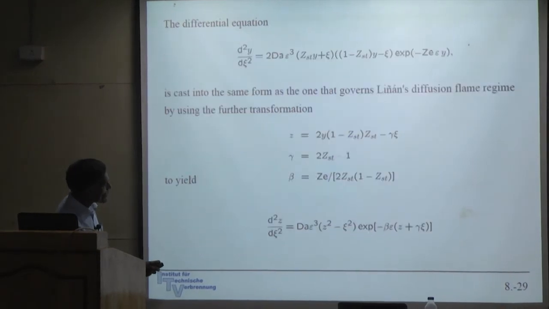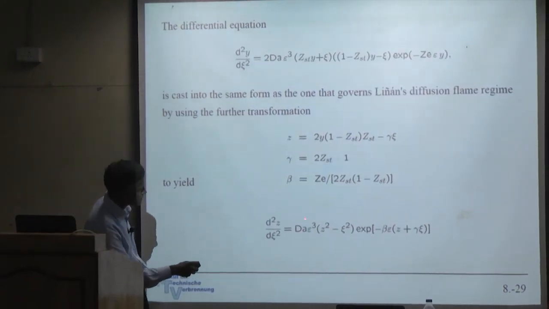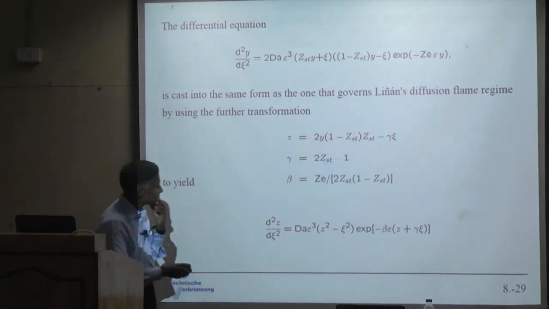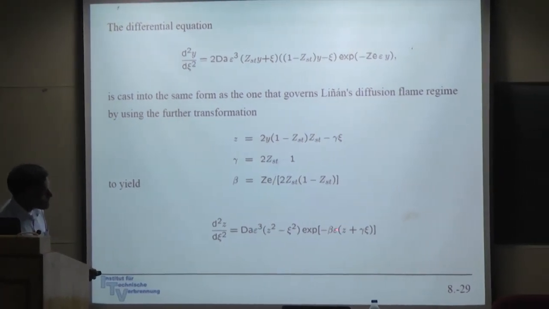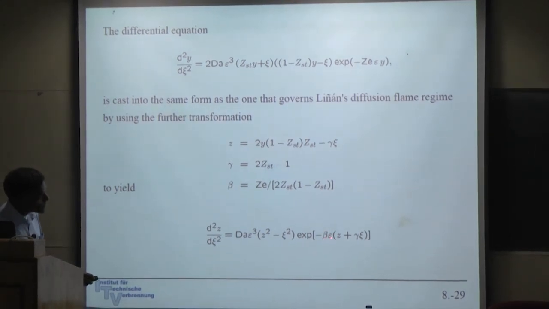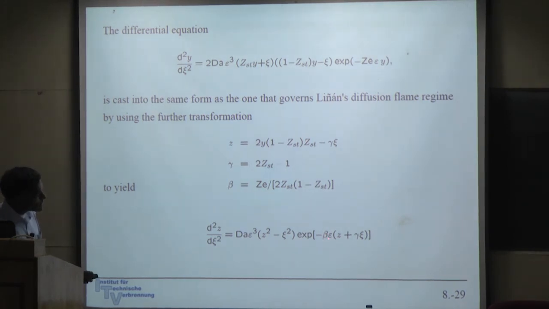Now here you can see that we have not selected the value of epsilon. We have not said what epsilon should be. So there are two selections. You can either select epsilon such that epsilon times beta is 1. Remember that beta is related to the Zeldovich number. If you select epsilon such that this is 1, that is large activation energy asymptotics. Or alternatively, you can select epsilon such that this is 1, which is equivalent to large Damköhler number asymptotics.